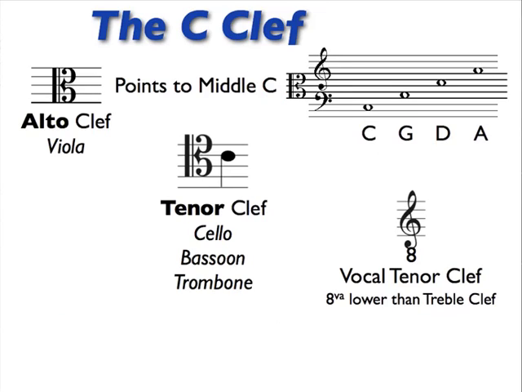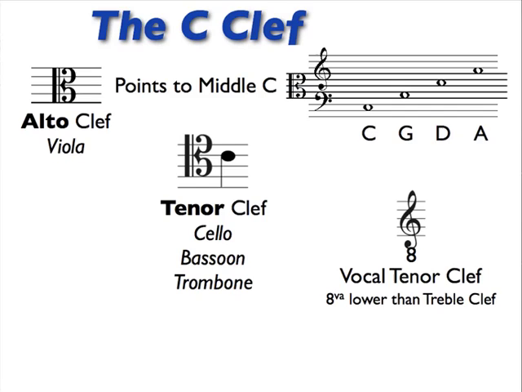C clefs are used by just a few instruments. The alto clef, where middle C is the middle line of the staff, is used by the viola, so sometimes it's called the viola clef. The tenor clef is used by the cello, bassoon, and trombone. Their music is usually in the bass clef, but when it gets very high, to avoid too many ledger lines above the staff, they use the tenor clef.